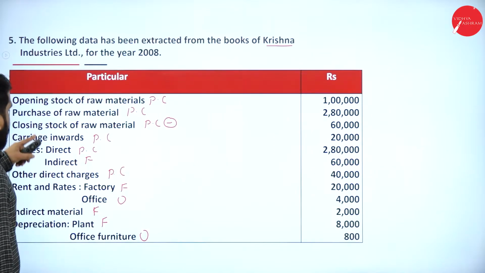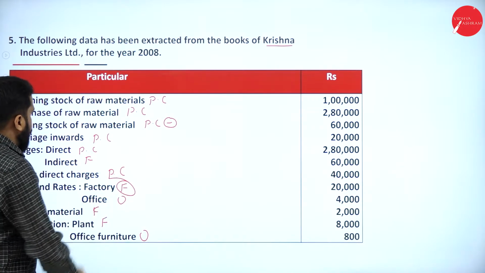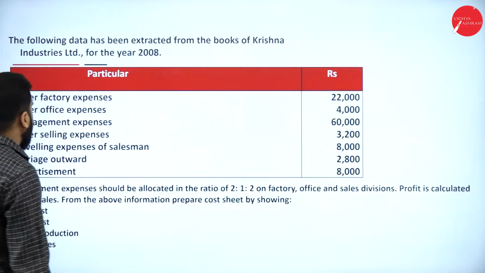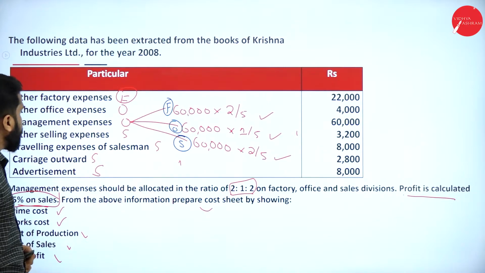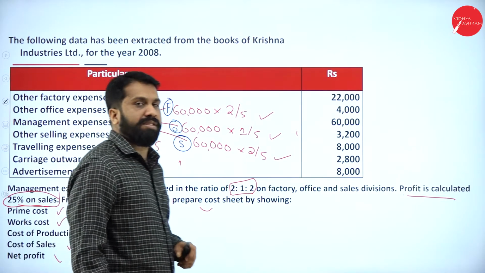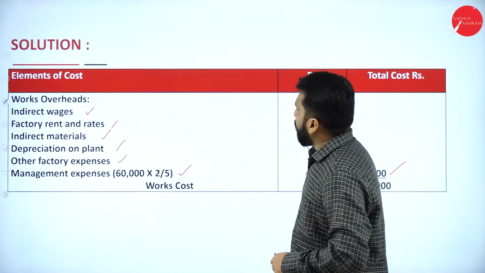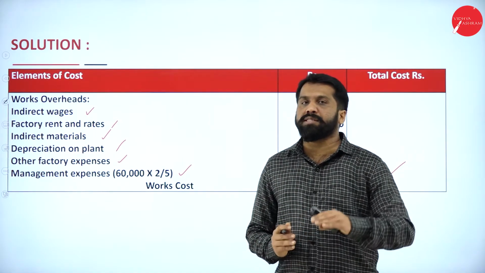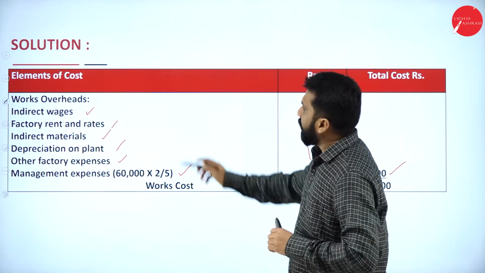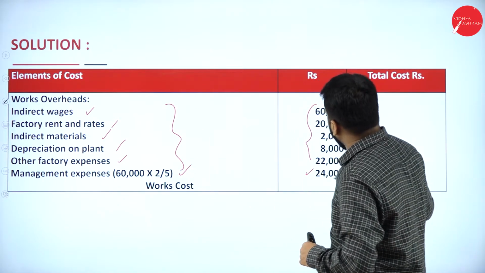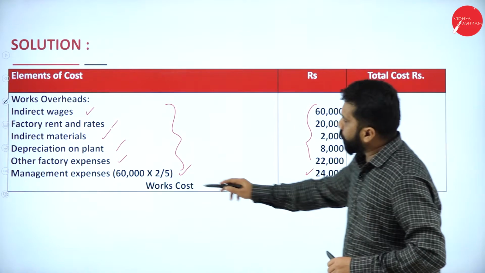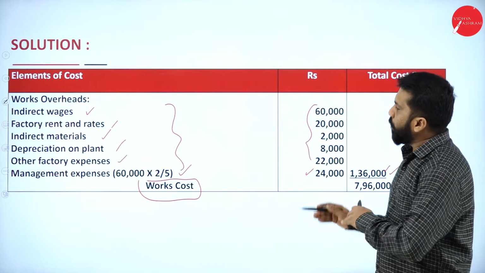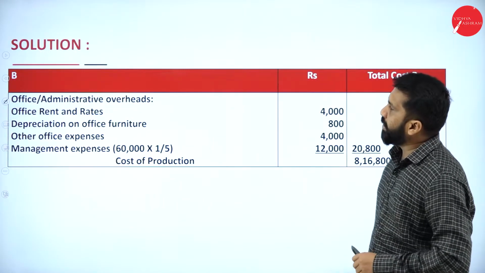So these are your factory related expenses. I'll go back to this. Wherever you find factory, like rent of factory, indirect material, indirect plant, depreciation on plant, other factory expenses, these are the expenses which come under factory. We don't have opening stock of work in progress, and we don't have closing stock of work in progress. So directly we can take everything. Your total is 1,36,000. Finally, you got work cost of rupees 7,96,000. Now, once you are done with this, we'll go to the next part.